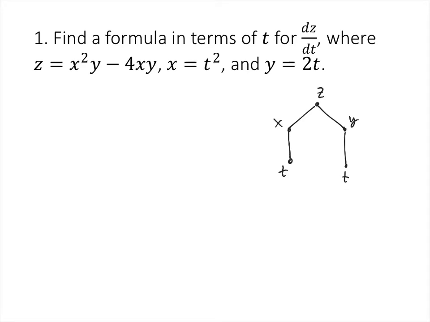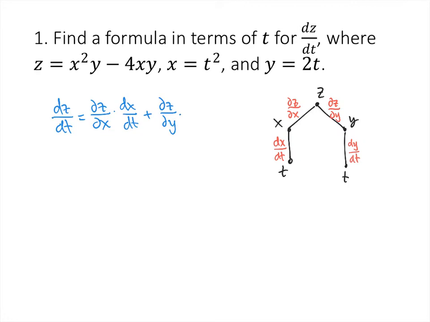And so at each of these stages, this would be a partial derivative, del z del x, and this would be a standard derivative, dx dt. This would be a partial derivative, del z del y, and this would be a standard derivative, dy dt. The chain rule would tell us that dz dt is del z del x multiplied by dx dt plus del z del y multiplied by dy dt.